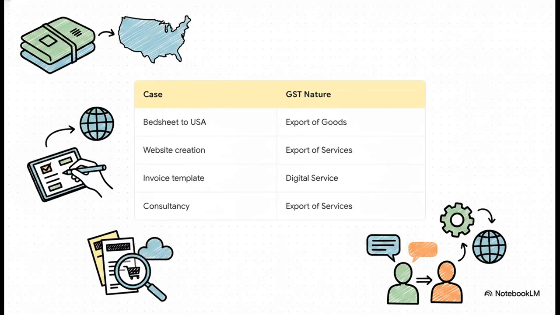Let's do a rapid-fire summary to really lock this all in. Sending a bedsheet via courier to a USA customer, that is clearly an export of goods. Website creation for a USA client, export of services. Selling a printable invoice template on Etsy, digital service. Providing business consultancy to a foreign company, export of services. By categorizing correctly, you know exactly which rules apply.